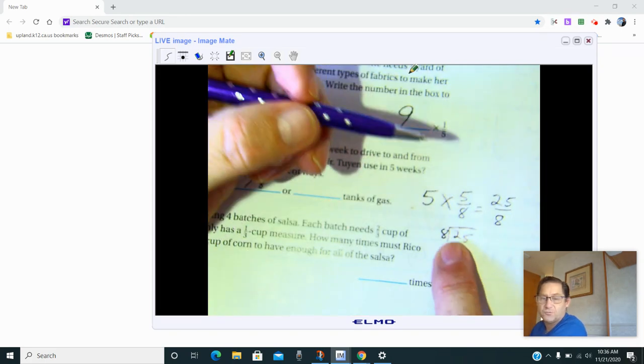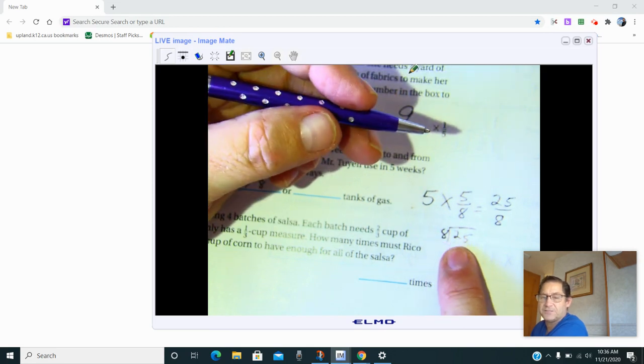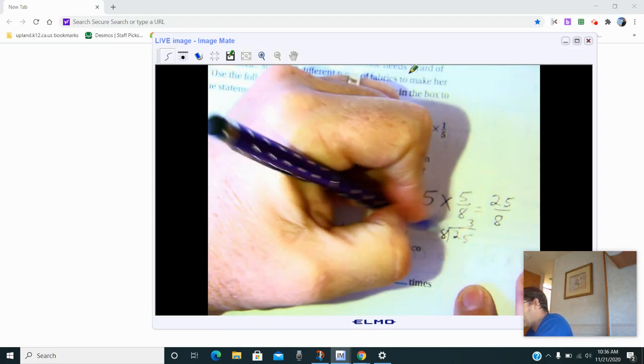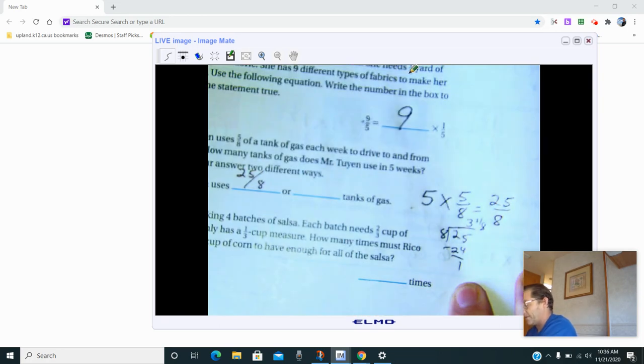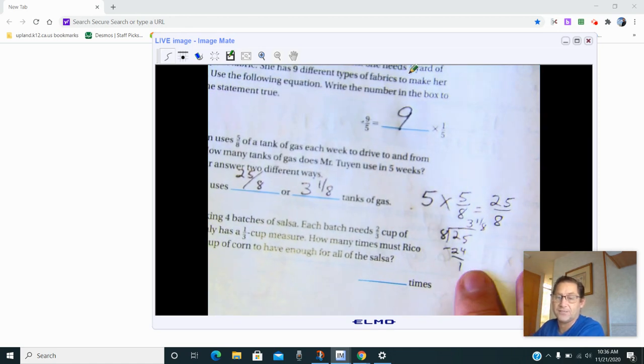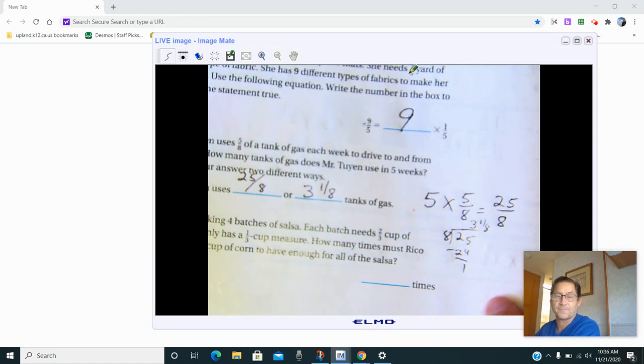Can I share 2 with 8 groups? No. So I'm going to share 25 ones. I'm going to put 3 ones in each group. 3 times 8 is 24, with a remainder of 1. So 3 and 1/8. Remember the remainder over the divisor.